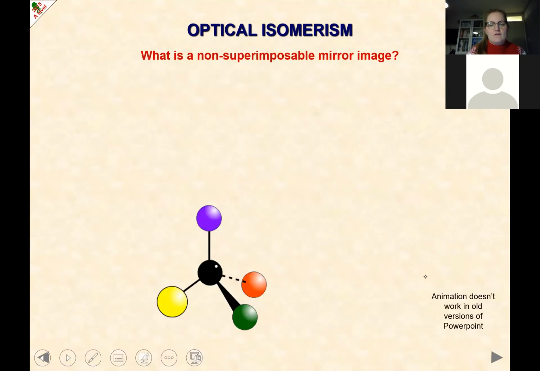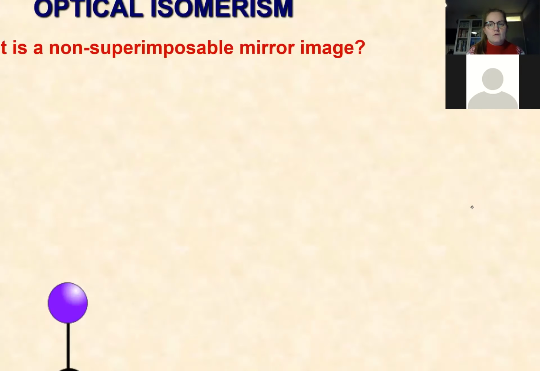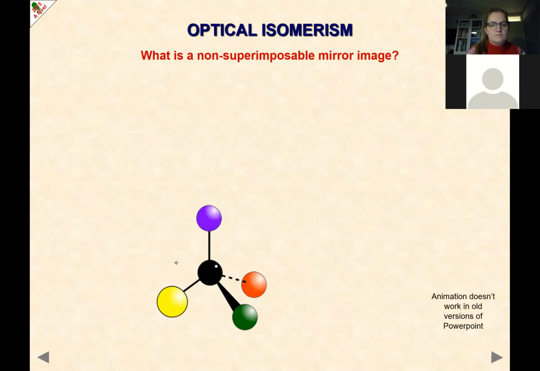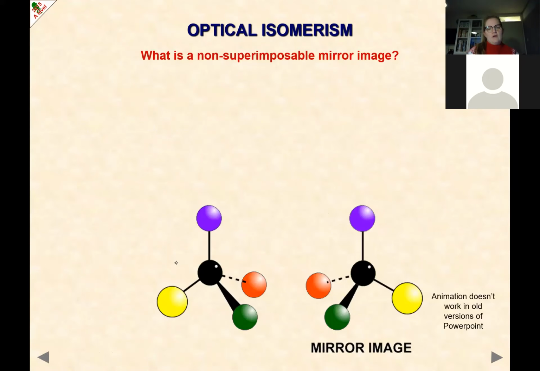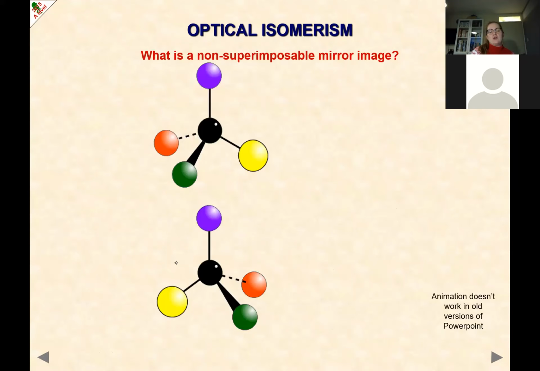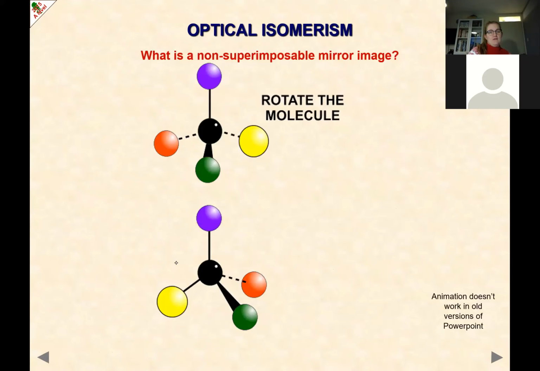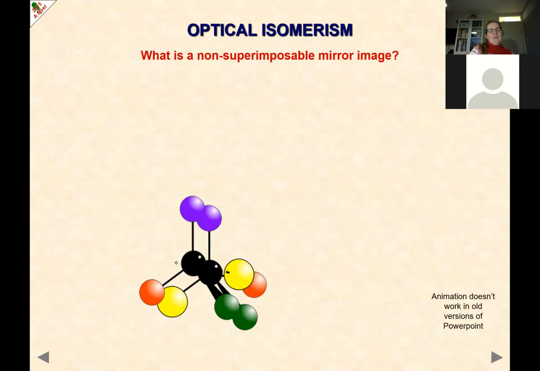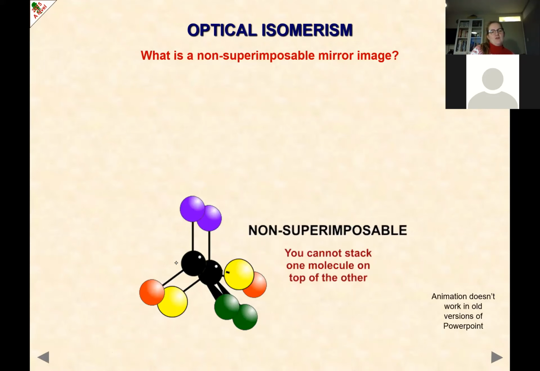So this is what we're going to see now. Okay, so here we go. This is our mirror image. And what's going to happen is it's going to move and rotate and show you how it's not superimposable. If we rotate the molecules so the red molecule is in the same place as the other red molecule, it's not superimposable, because the red goes with the yellow and the yellow would go with the red. So it's non-superimposable. We cannot stack one molecule on top of the other.